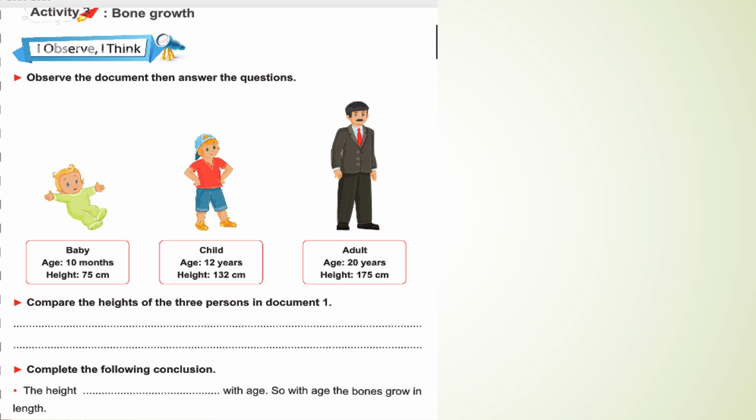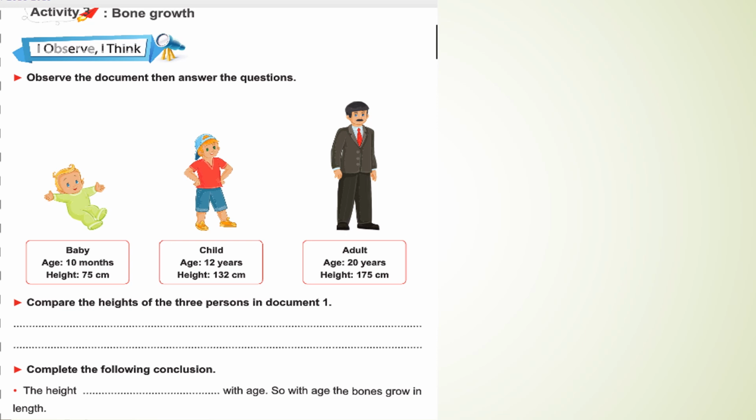In this document, we have three persons. We have the baby and the child and an adult. Let's read the information written in each box. For the baby, he has an age of 10 months and height 75 centimeters. For the child, he has an age of 12 years and height 132 centimeters. For the adult, he has an age of 20 years and height 175 centimeters.